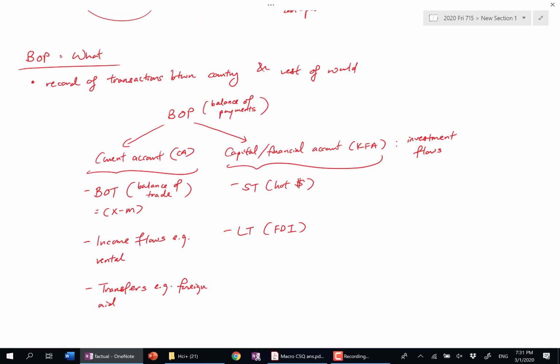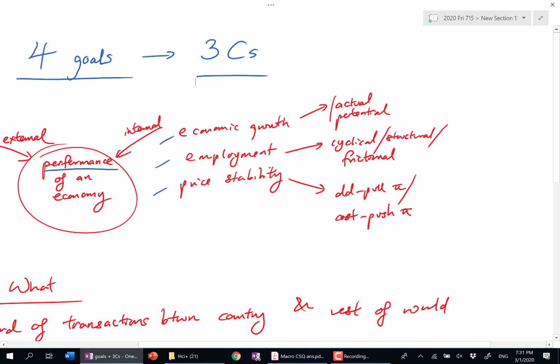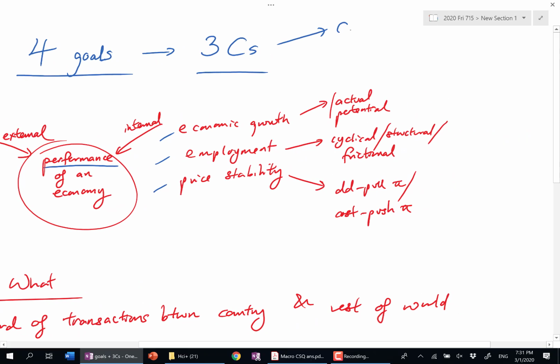Okay. BOP, I said, is part of performance. It's part of the 4 goals, correct? When you study the 4 goals, what do you study? You study the 3 C's. What are the 3 C's? You have to study causes. You have to study consequences. You have to study the cures.